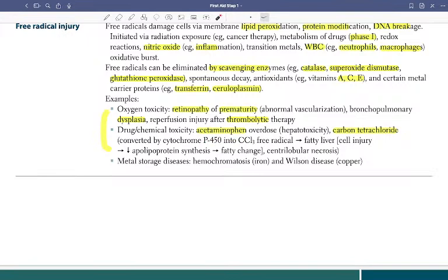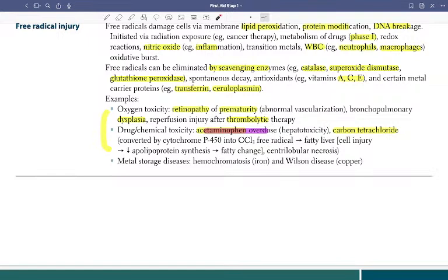This is a past year question. Without me saying only that, acetaminophen overdose and this. Okay. Retinopathy of prematurity, bronchopulmonary dysplasia, reperfusion with thrombolytic therapy, acetaminophen overdose, hepatotoxicity. It forms that NAPQI. I think so. It was in this only.